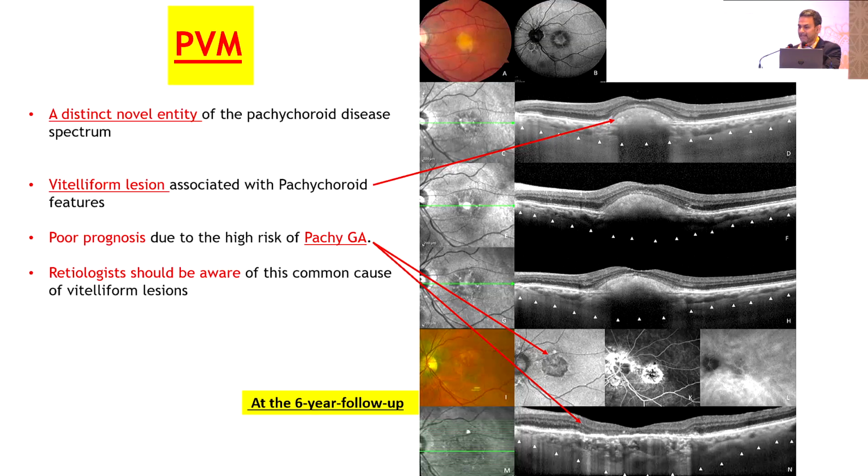Pachyvitelliform maculopathy is a distinct novel entity where you have no fluid, like PPE, but you have vitelliform material accumulated. You should be aware of this entity because over five to six years it proceeds to something called pachygeographic atrophy.